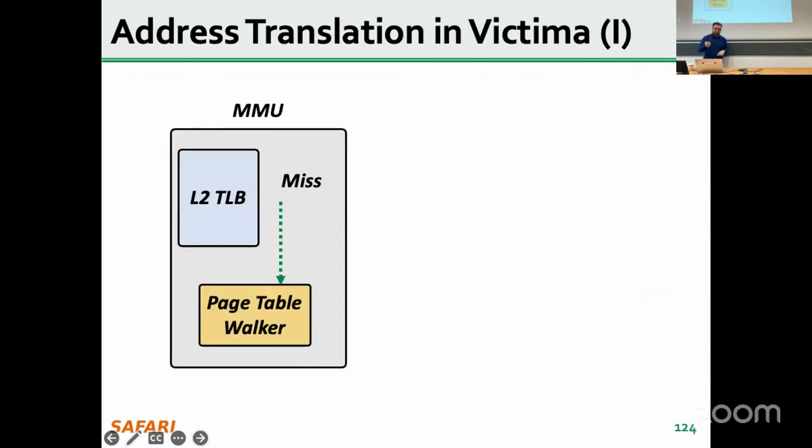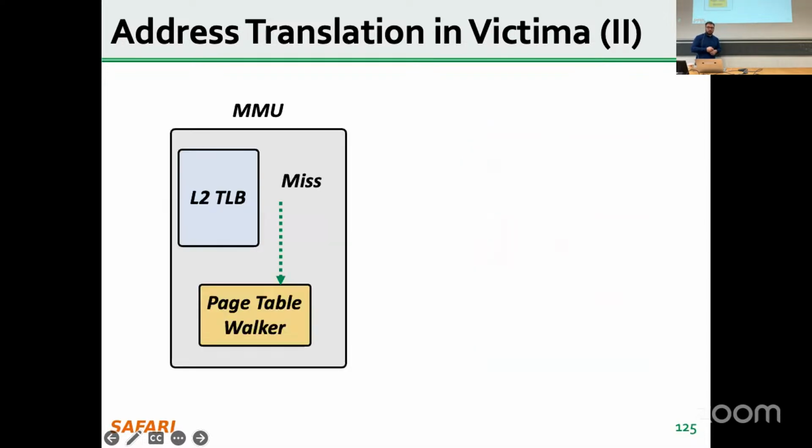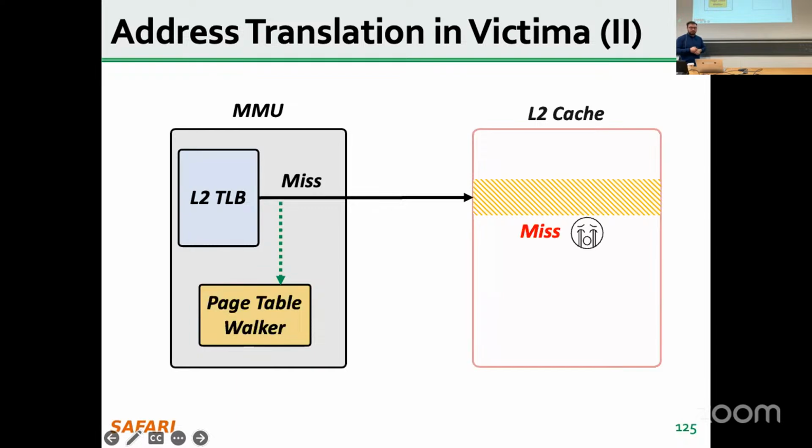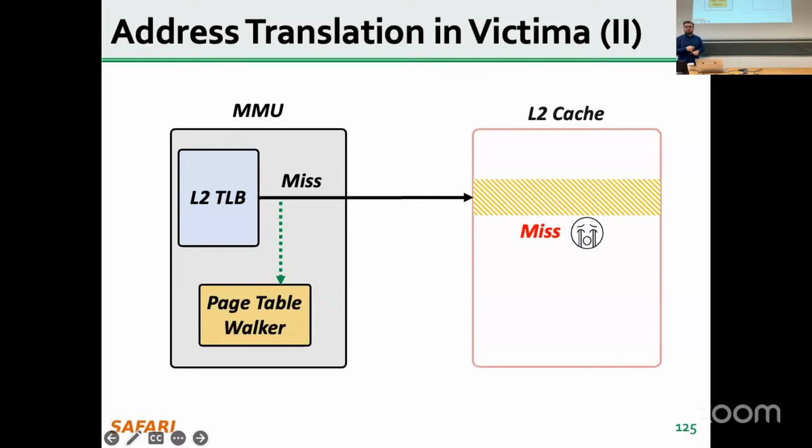So how do we do translation then? In this scenario, when we miss in the L2 TLB, we have a hit in the L2 cache, which means that we can simply abort the page table walk. What's the bad scenario? We miss in the L2 TLB, we miss in the L2 cache, and in this scenario, unfortunately, we need to pay the price of performing the page table walk.